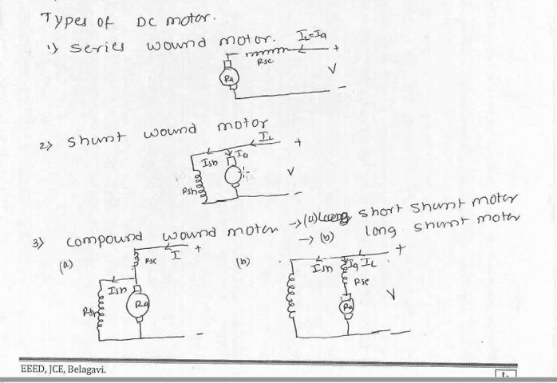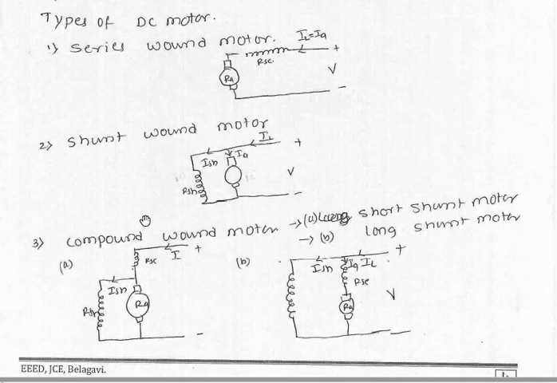So here we can see, in case of a series wound motor, both the field current as well as the armature current were exactly the same. If the field current is represented as ISC, ISC is equal to IA, that is the armature current. Here they are not equal.